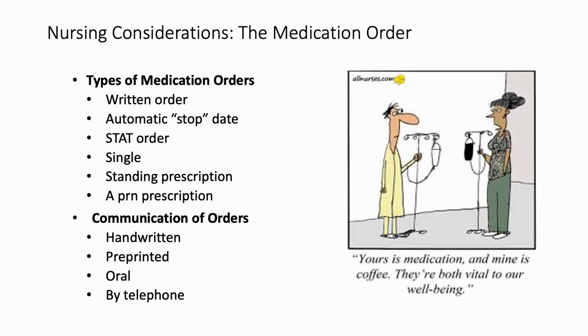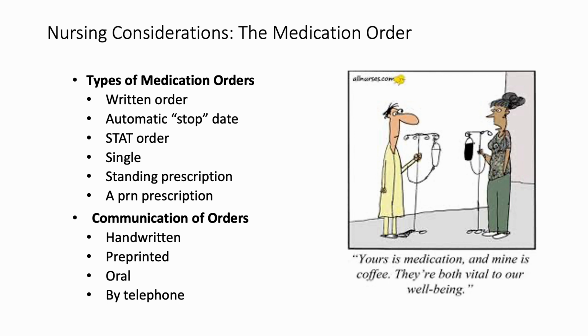And then communication of orders. So how is our provider going to communicate orders to us? Our orders can be handwritten. The order is either handwritten on a prescription form, or it could be pre-printed on some computer paper that they print out, something of the sort, but it can be delivered to us in that way. It can also be delivered to us orally.